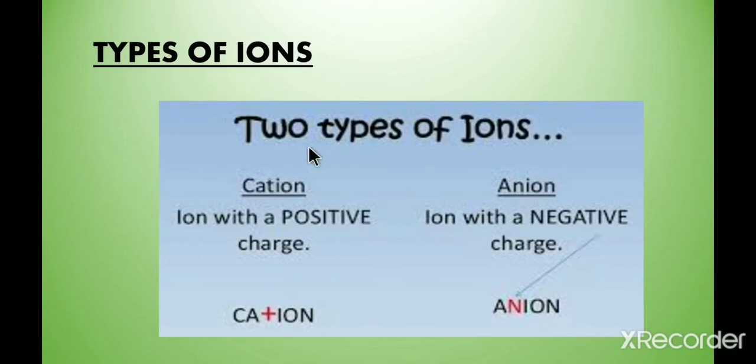Next is types of ions. Ions are classified into two types. Number 1, cation, which is positively charged, and anion, which is negatively charged. So here we have classified ions into two types, that is we have achieved the second learning outcome.